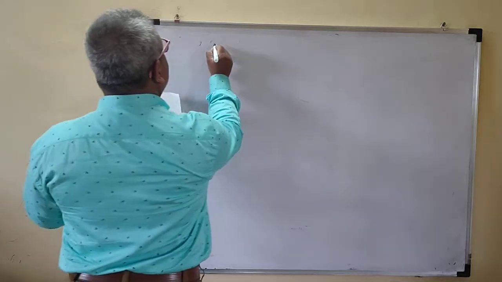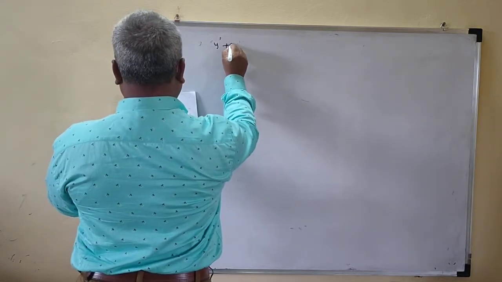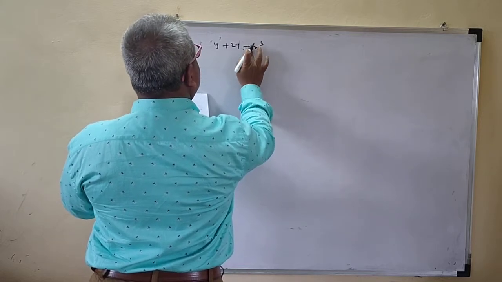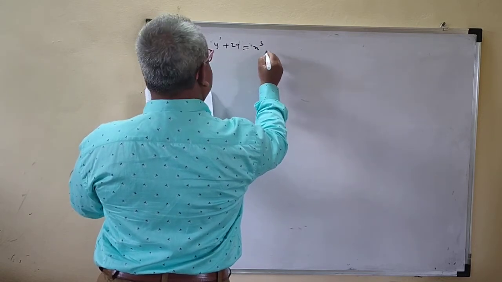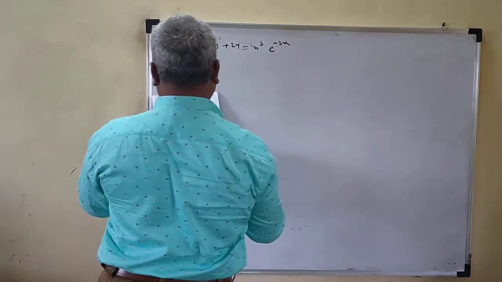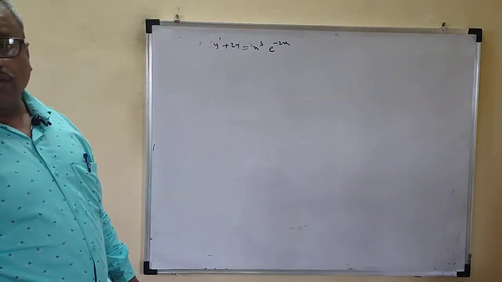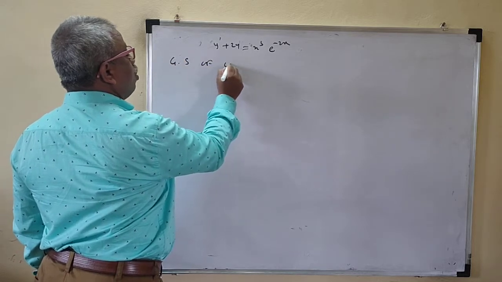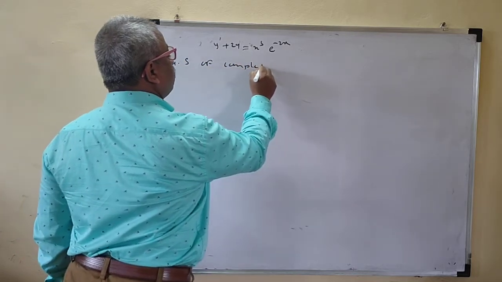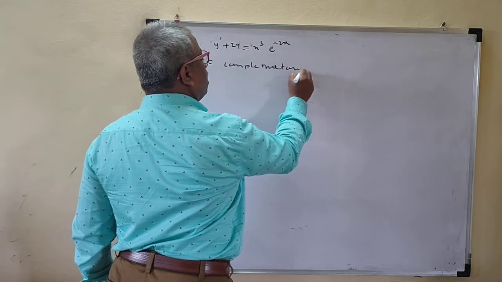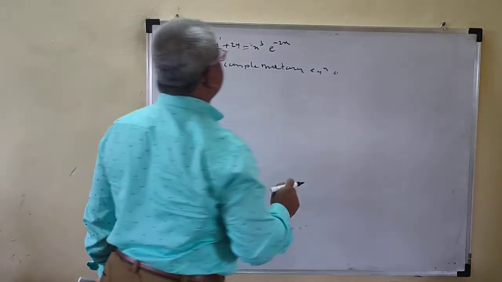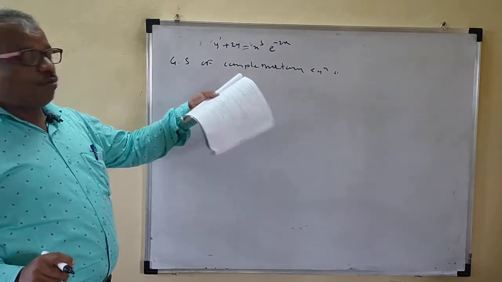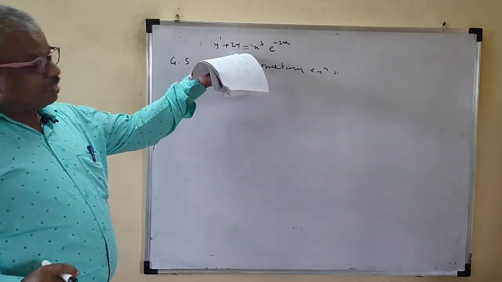Now suppose we have the differential equation y prime plus 2y is equal to x cubed e raised to minus 2x. Suppose this. You want to find the general solution of the complementary equation. So what you want is the general solution of the complementary equation of this differential equation.